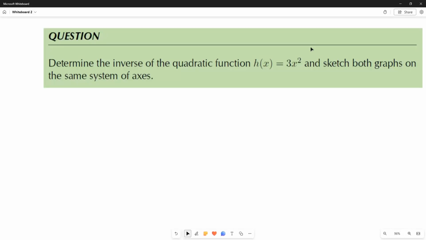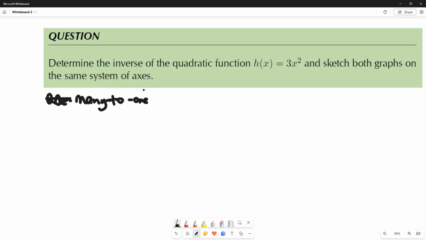In this video, we're going to be looking at the inverse of a quadratic function and the sketches. Remember, a quadratic function is basically a parabola. Remember from the relations video, we said a parabola is a many to one function, right? It's a many to one function.